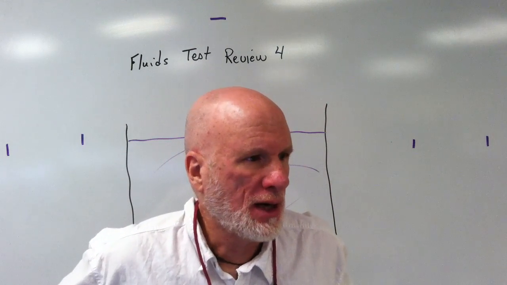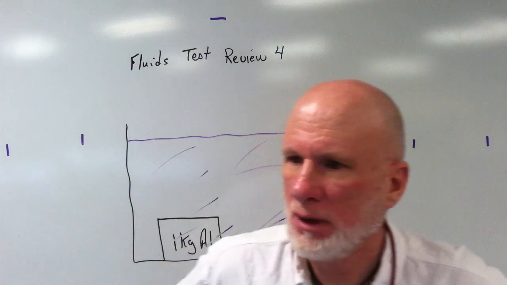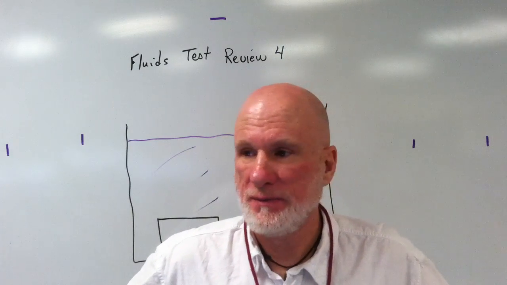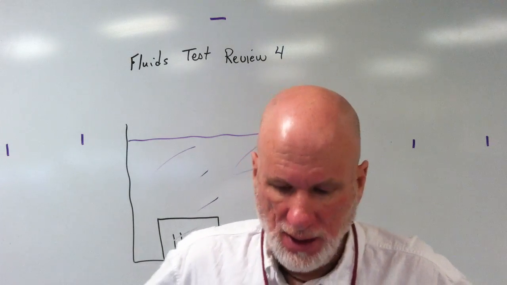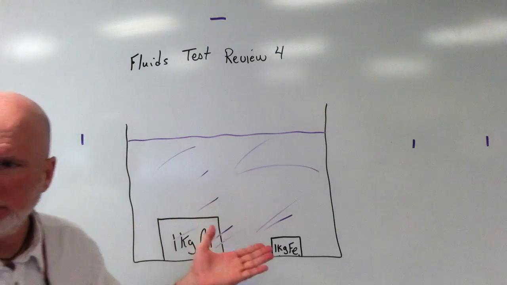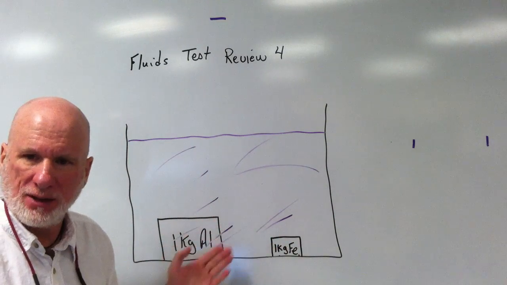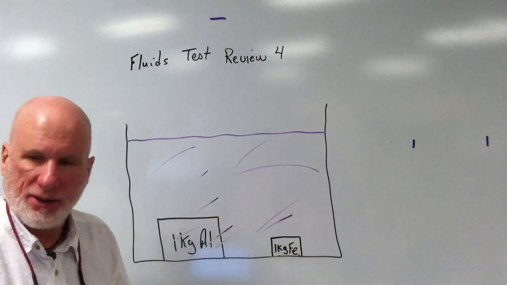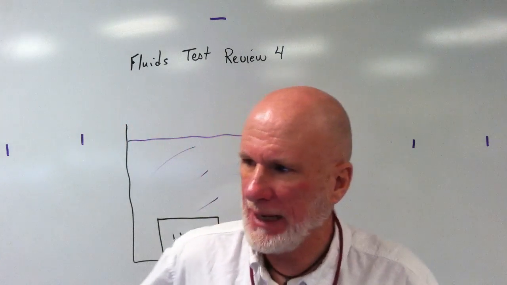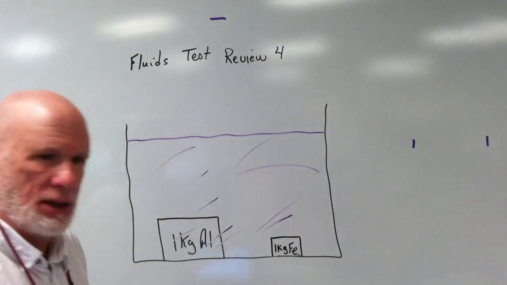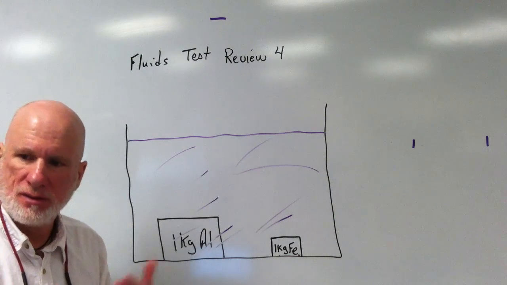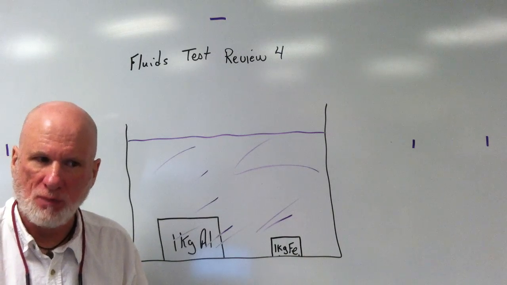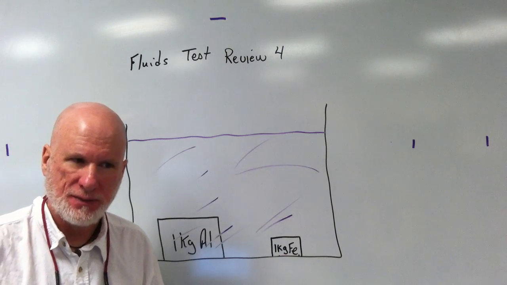This is number 4 review on fluids for the test and the quiz. Now, on the board, I have a water tank, and I have 2 metals. I have aluminum and I have iron. Let me ask you, just looking at these, a few questions. They're both 1 kilogram. Okay?